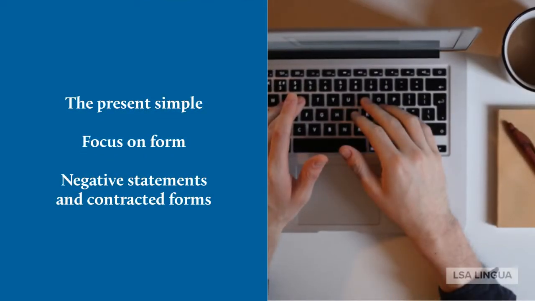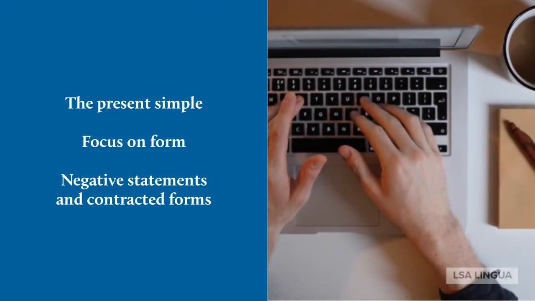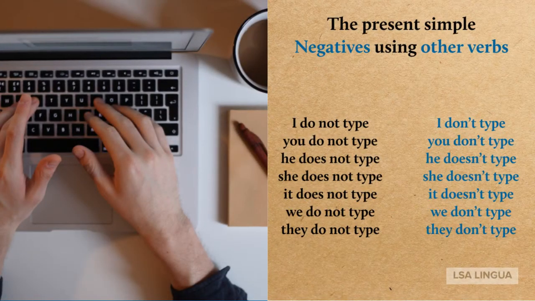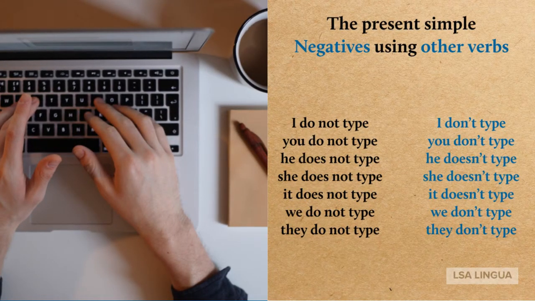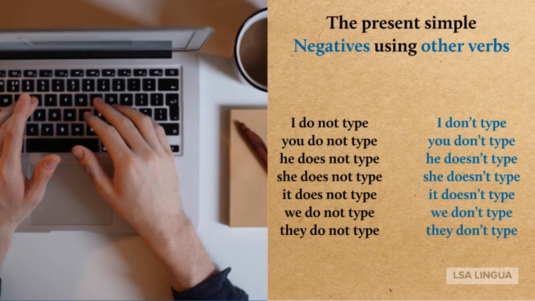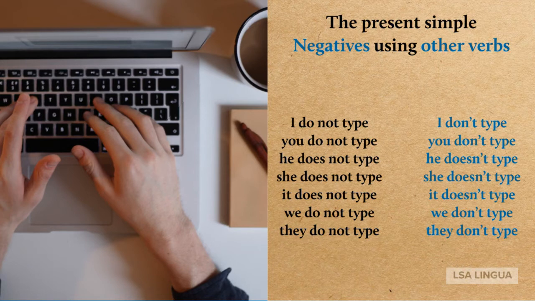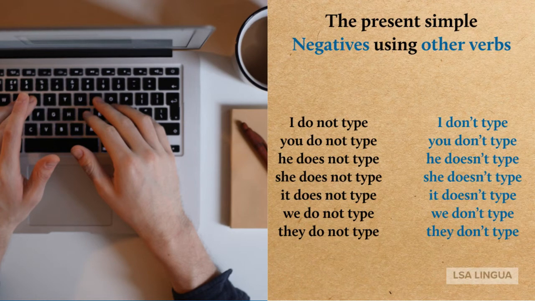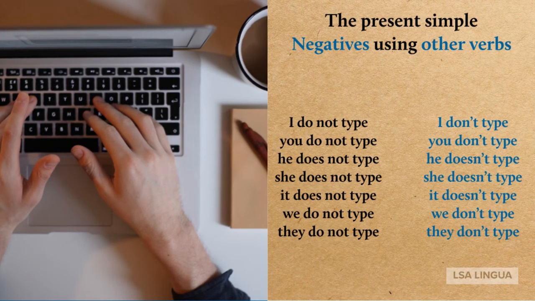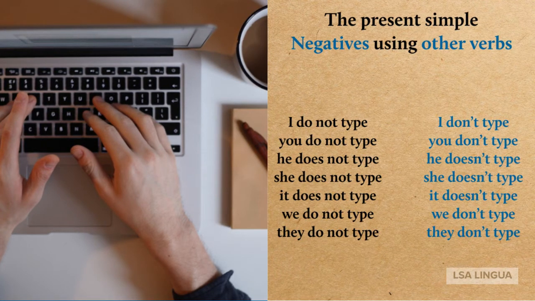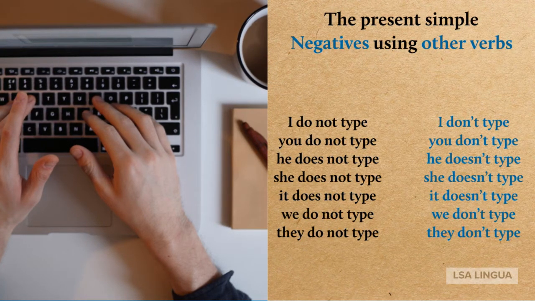Focus on form, negative statements, and contracted forms. The present simple, negatives using other verbs. I do not type. I don't type. You do not type. You don't type. He does not type. He doesn't type. She does not type. She doesn't type. It does not type. It doesn't type. We do not type. We don't type. They do not type. They don't type.